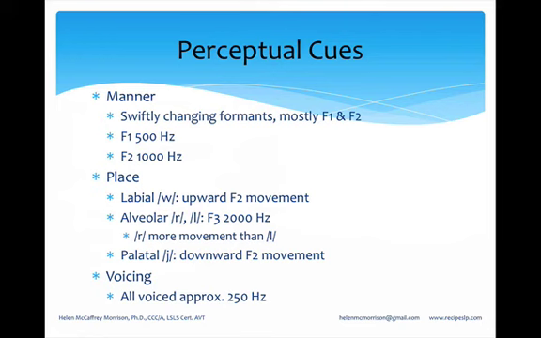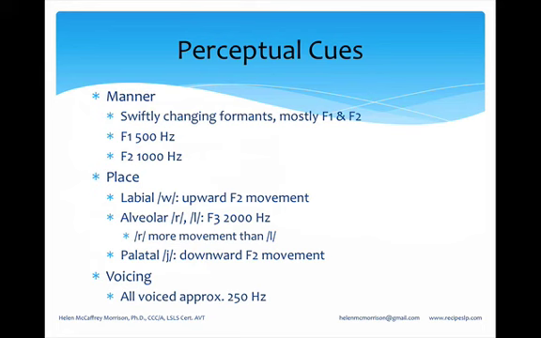Let's take the same information and now divide it up into these three dimensions of consonant production: manner, place, and voicing. So the manner of production of semivowels, glides, and laterals is that it's a consonant that's produced by very swiftly changing formants, mostly F1 and F2, F1 at 500 hertz, F2 at 1000 hertz. Place is generally determined by F2 with the exception of the r and la.